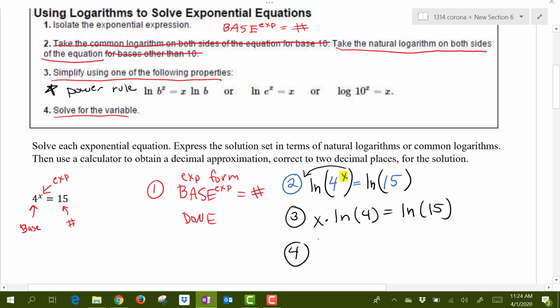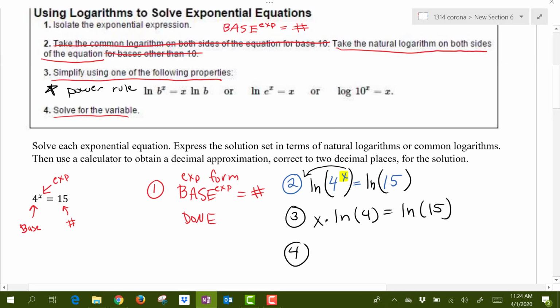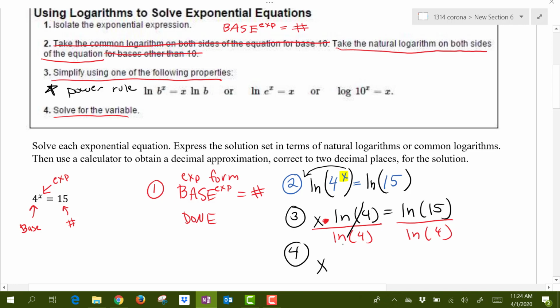Step 4, we want to solve for the variable. So solving for x, we want to get x by itself. That means I want to get rid of anything that's beside x. X times the natural log of 4, I want to get rid of the natural log of 4. We're going to undo the operation that connects x to the natural log of 4. So we're going to do division. We're going to divide by exactly the thing we want to get rid of, the natural log of 4. So our final answer is x equals natural log of 15 divided by the natural log of 4.